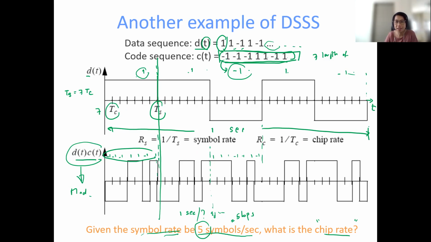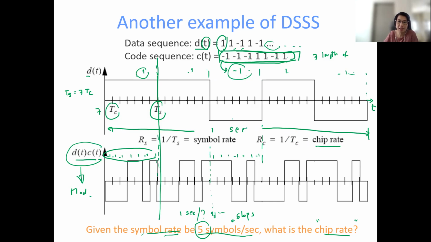And then it mentioned here that in this example, the symbol rate is 5 symbols per second. So it asks you to find the chip rate. What is it? The chip rate will be what? The chip rate will be how much?